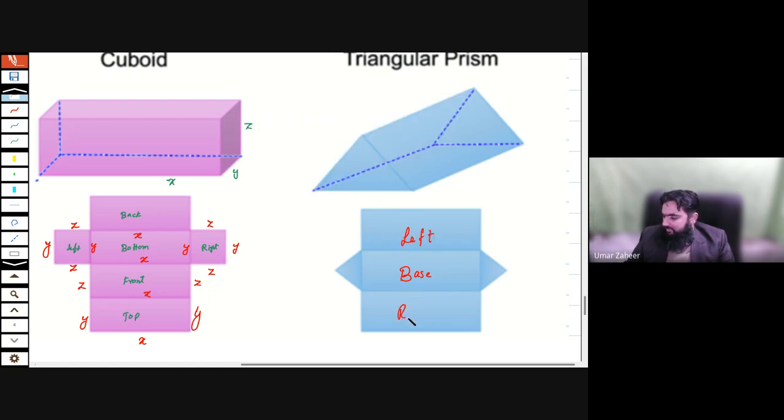It will be the right side. And here you have a front triangle and it is your back triangle. It is the front one and it is the back one. Let's say the lengths are going to be x, y, and z.